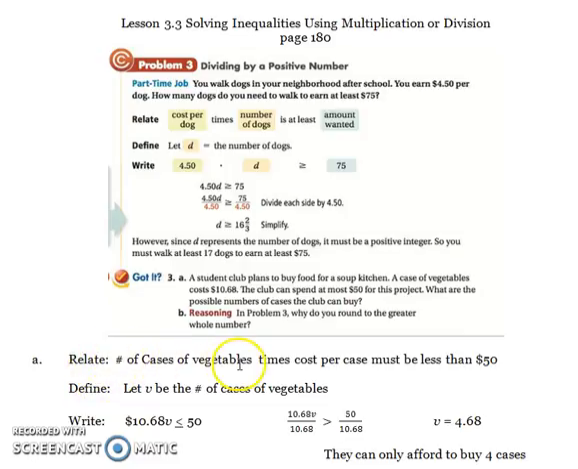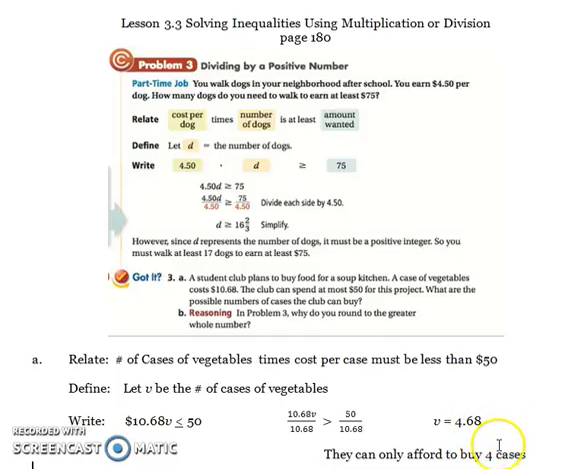Relate, number of cases of vegetables times the cost per case must be less than $50. So we're going to let V be the number of cases of vegetables that we're going to buy. So 10.68 times however many cases we buy has to be less than or equal to 50. We can't go over $50. So 10.68V, you're going to divide both sides by 10.68. Remember, the opposite of multiplication is division. So 50 divided by 10.68 gives you 4.68.